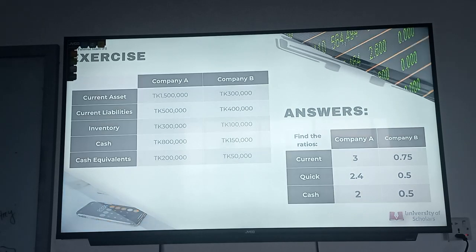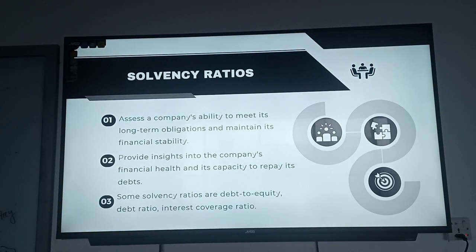So finally, today we will learn about solvency ratios, and this is our last topic for today. We will continue the efficiency and market ratios in our next session, inshallah, with some more practices.